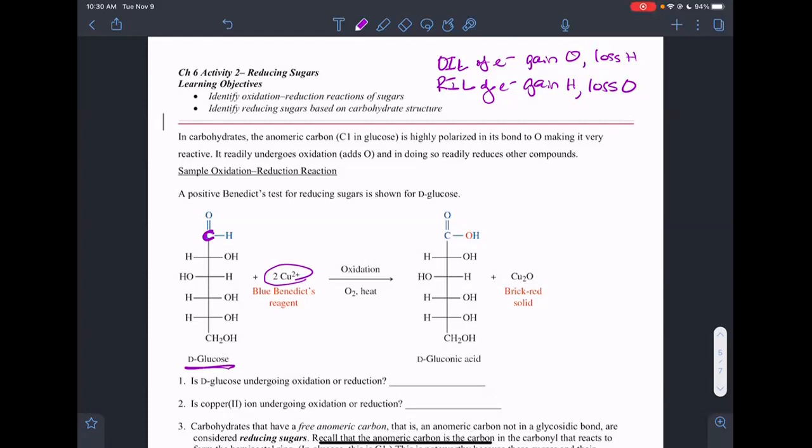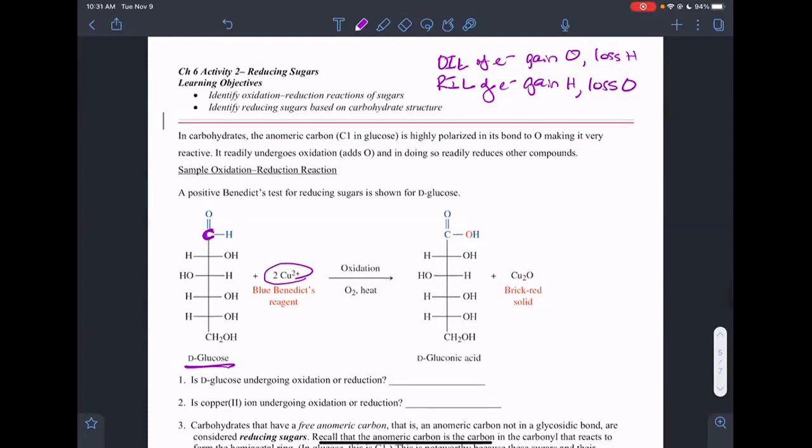If you look at it in D-glucose, and then you look at it after this oxidation reaction, what we see is that this is the same carbon, and what was bound to it was hydrogen, and now we have a hydroxyl. So as we go this way, it has gained an oxygen, and gaining oxygen is oxidation, right? So our glucose molecule underwent oxidation.